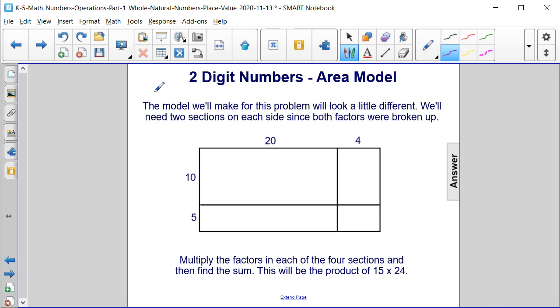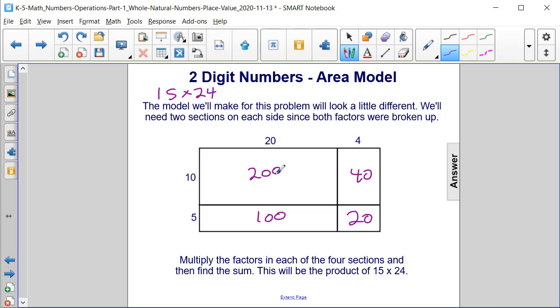Let's try to multiply another set of two-digit numbers together using the area model. What we're going to find the product of is 15 times 24. Well, we can break 15 down into 10 plus 5, and we can break 24 down into 20 plus 4. And now multiply each of these numbers together to fill in the rectangles. So 10 times 20 is 200. 4 times 10 is 40. 5 times 20 is 100. And 4 times 5 is 20.